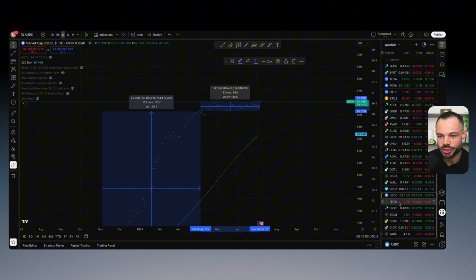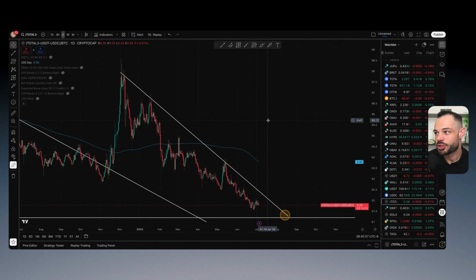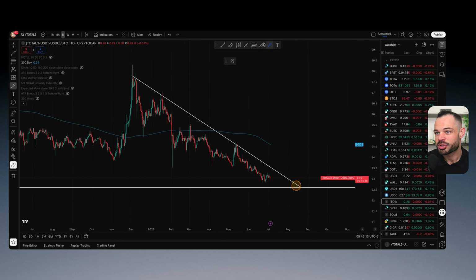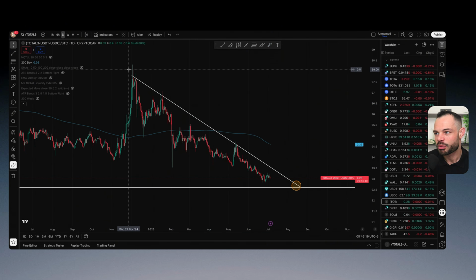Next up, the other chart I like to look at is Total 3 minus USDT and USDC against Bitcoin. This chart paints a pretty nice picture for the price action that we will see if and when alts break out of this downtrend against Bitcoin, priced in Bitcoin terms. So what this chart is basically telling us is the vast majority of altcoins have been underperforming against Bitcoin when priced in Bitcoin terms, going all the way back to these highs back in December.